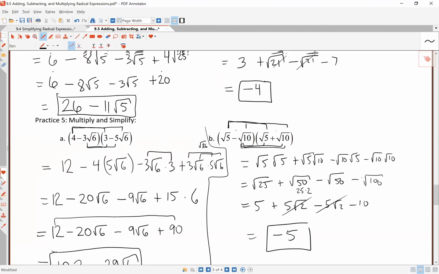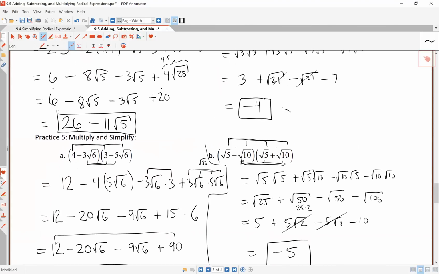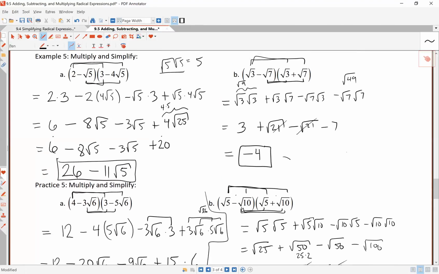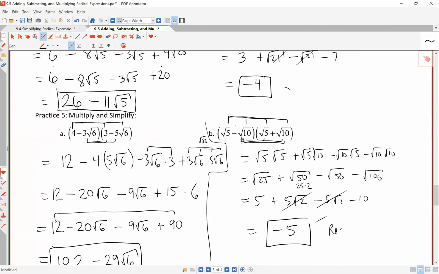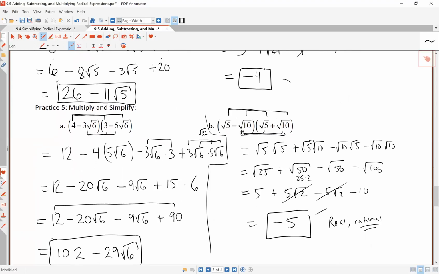So notice in both of these letter B's, we ended up with a real number, nothing with radicals in them, and that's a property of taking the minus and the plus of the same 2 terms. This will always be a real number that is rational, meaning there will be no square roots left over.